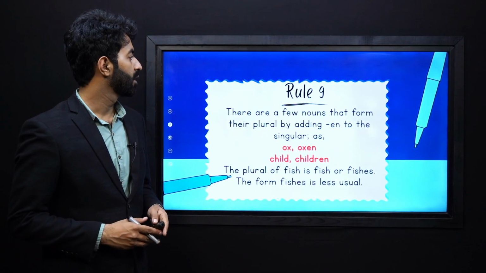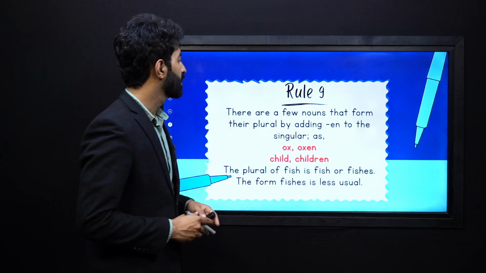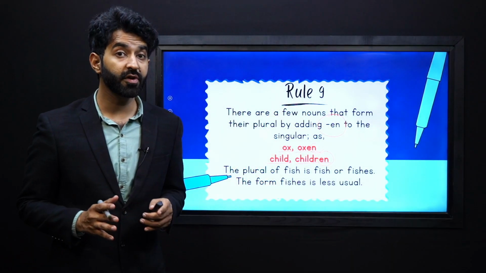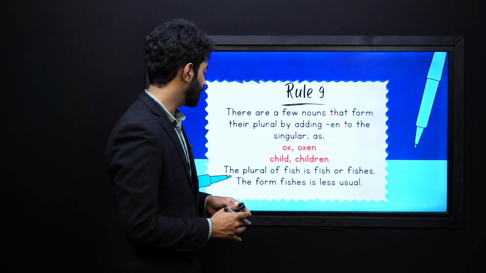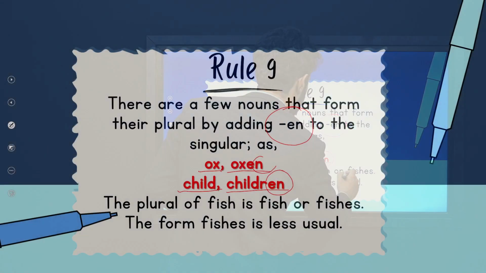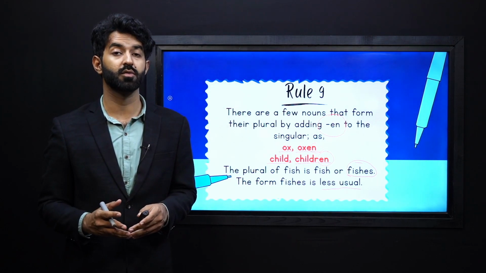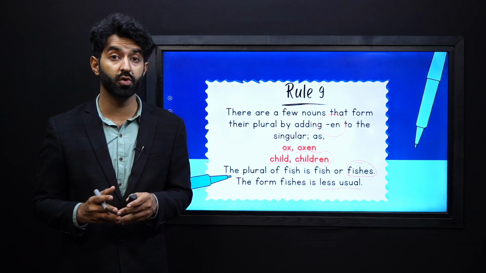Now, our rule number 9 is there are few nouns that form their plural by adding en to the singular. As you have read this word, ox, oxen, child will be children. But the plural of fish is fish. The form fishes is less usual and it's used less. Better to use the word fish in the plural as well.